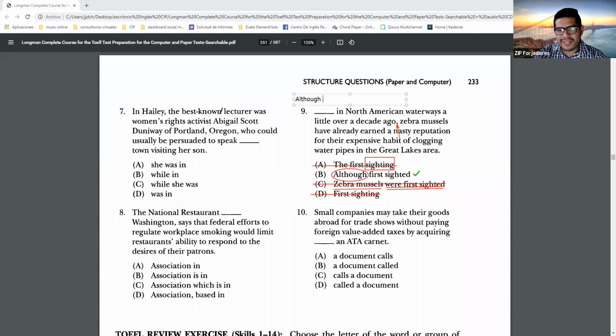Remember, after an adverb connector, we need a subject and a verb. So we are talking about the zebra mussels, right? We can say they. Exactly. Although they were first sighted, cited. Yes, sorry, you're right. Okay, so this is the complete one.